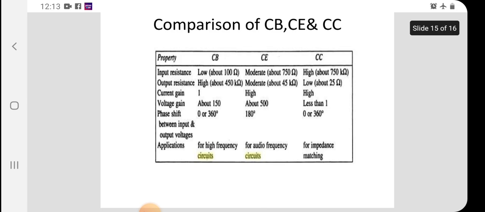There is a phase shift of 0 or 360 degrees in common base, in common emitter it is 180 degrees, and as far as common collector is concerned it is 0 or 360 degrees. For applications, common base can be used for high frequency circuits, common emitter for audio frequency circuits, and common collector for impedance matching.